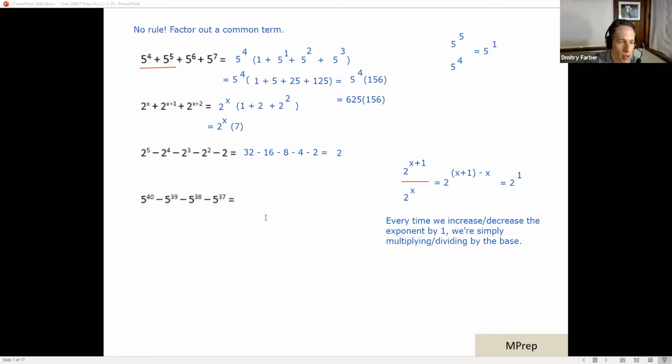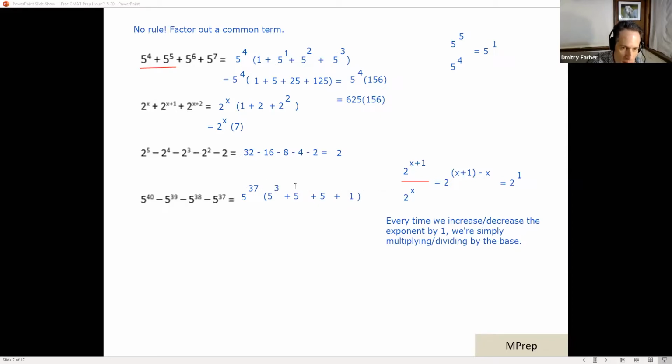Whereas if I have big numbers, I have to do a trick. So here I'll do 5 to the 37. It's our common term, and I'll take that away. So I'll have 5 to the third plus 5 squared plus 5 to the 1 plus 1. Same deal.